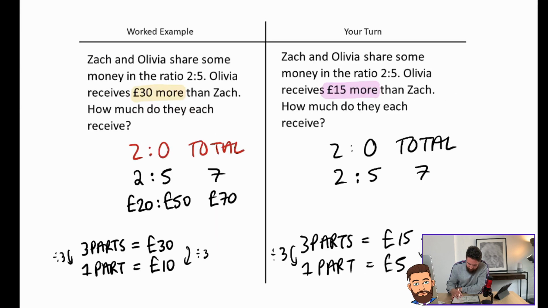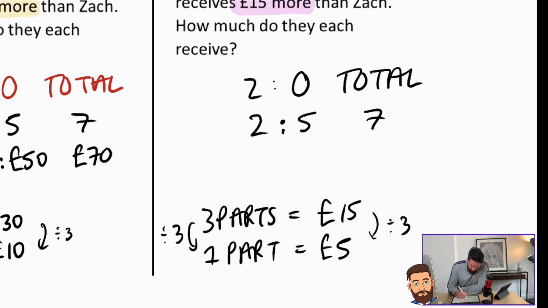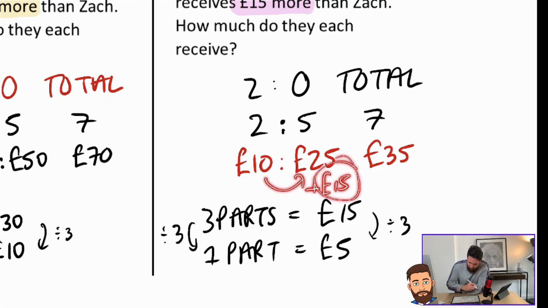Zach is getting 2 parts, so that would be 10. Olivia's getting 5 parts, so that would be 25. Their total, if you're bothered about that again, not necessary for this question, but useful to fill in if you want to, would be 35. So that is a difference, and we can check if it works. They have a difference of £15, which makes our answer make complete sense.